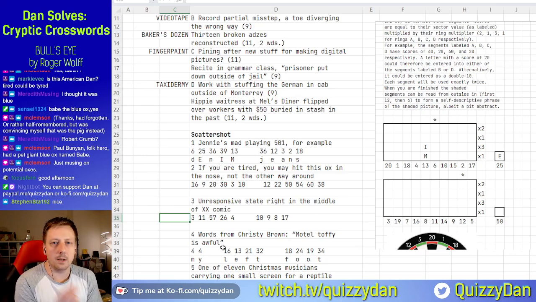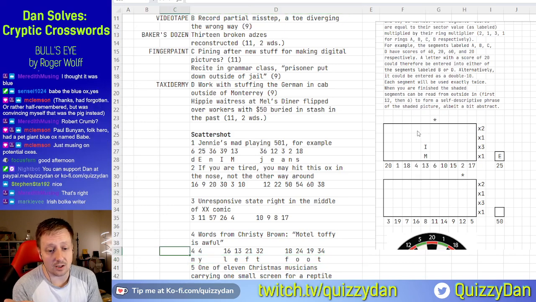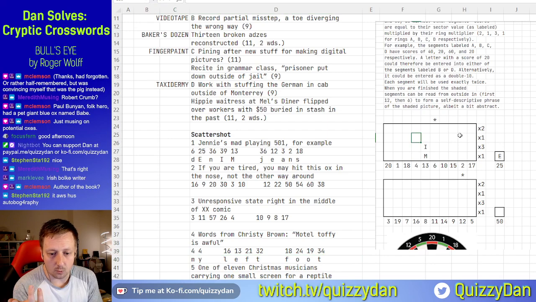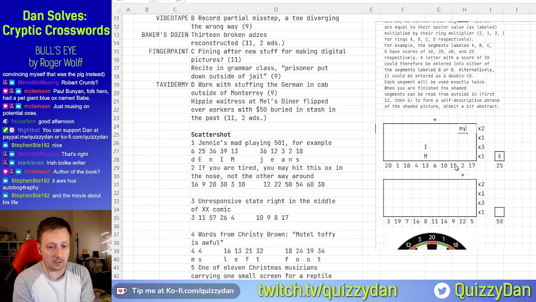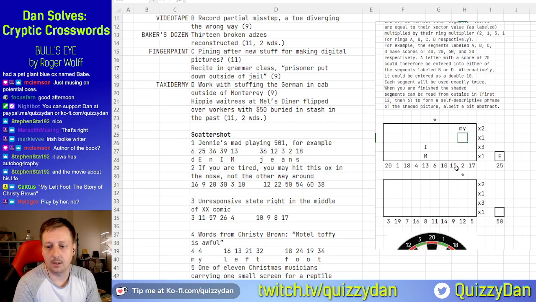Okay, 4 can be either single 4, double 2. And we know that, well, I mean, irritating, there's 2 single 4s, of course. But so we know that double 2 is either M or Y. We know that. My left foot, the story of Christy Brown.